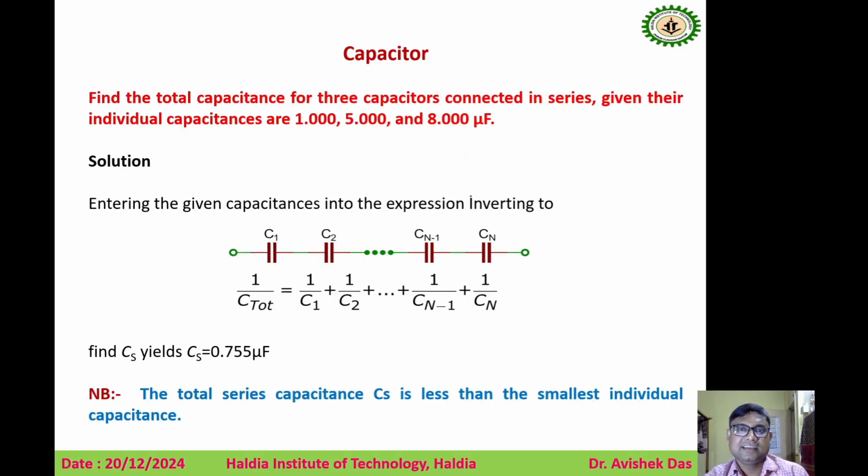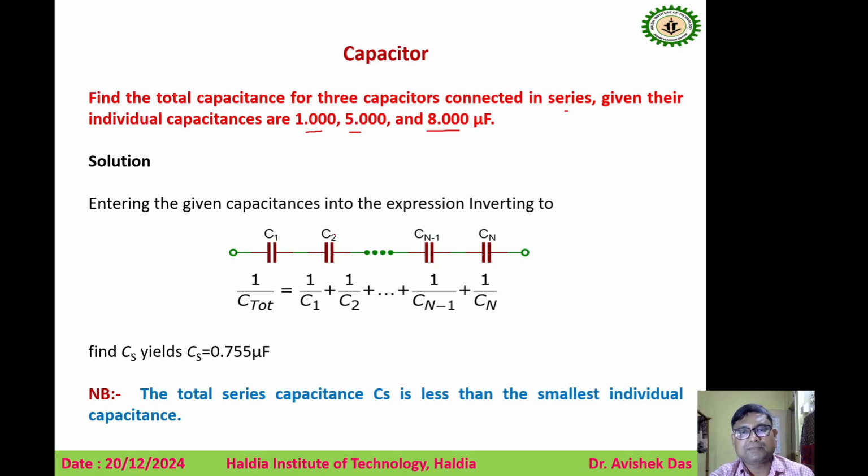In the next slide: find the total capacitance for the 3 capacitors connected in series. What values are given? 1 microfarad, 5 microfarad and 8 microfarad. So you have to find the total capacitance connected in series. The values of C1, C2 and C3 are given, so you have to find the total or equivalent capacitance.